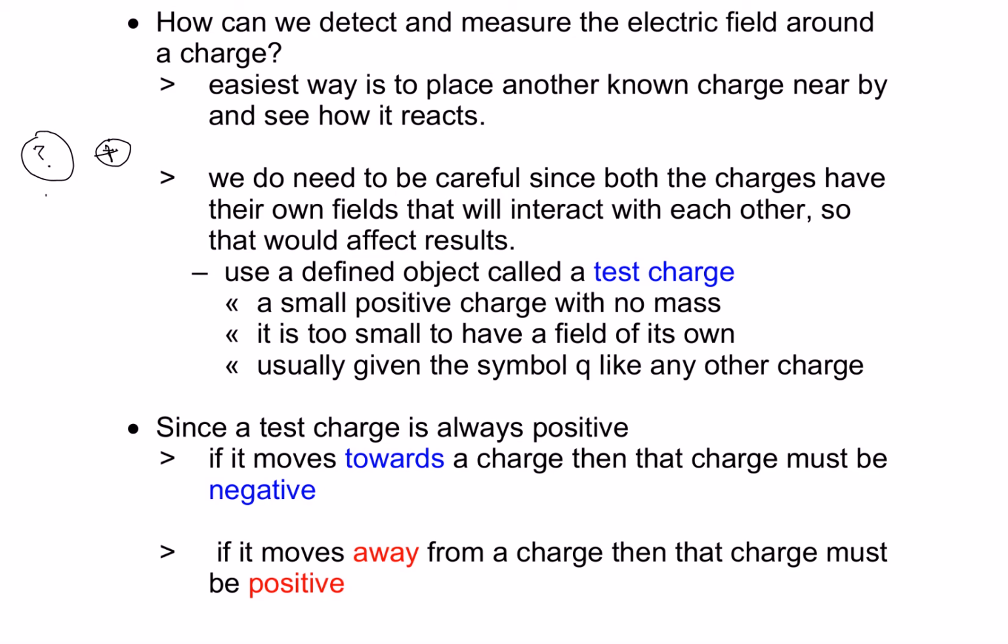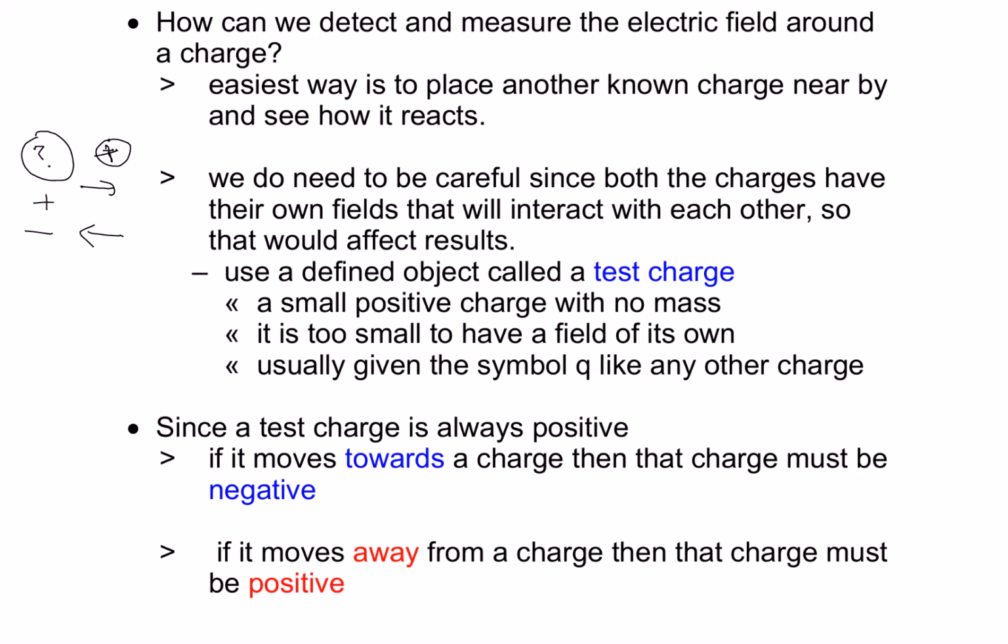Because if this was positive and if our original is positive, then the force would be outwards. But if the original was negative, then our force would be towards it, right? They'd attract or repel. So that's how we're going to determine whether there is an electric field and what direction it would be. So we do have to be careful because if you have two charges, they're each going to have their own field and they'd interact with each other, and that might change things.